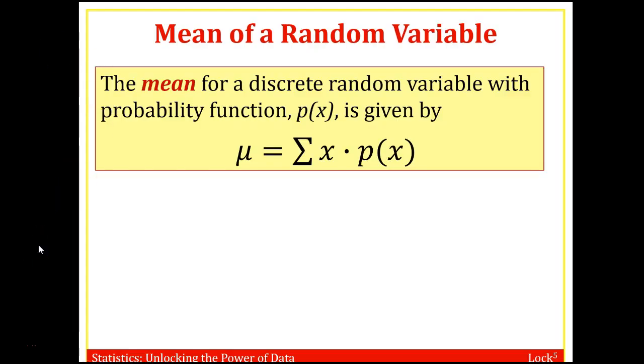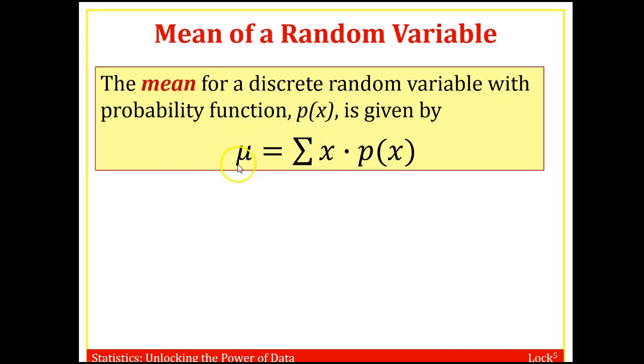Okay, in this video, we're still on chapter P.3, the third section of the probability chapter. We're going to look at the mean of a random variable. Okay, so we have a formula here. The mean for a discrete random variable with the probability function p of x is given by this formula.